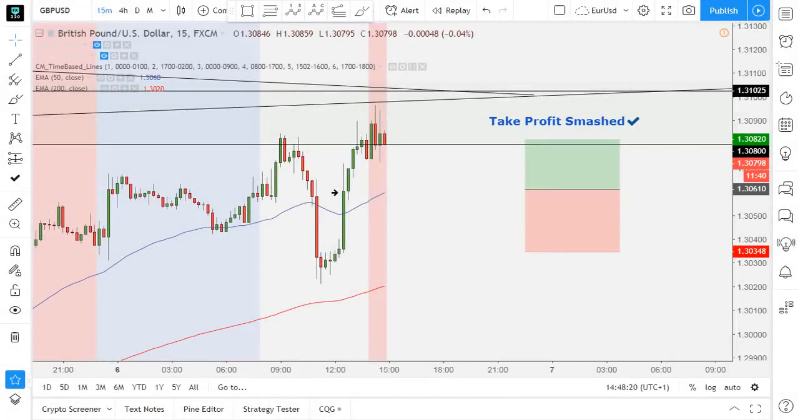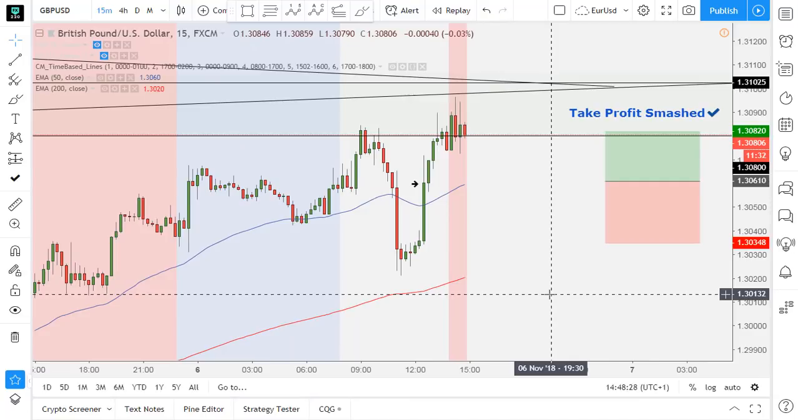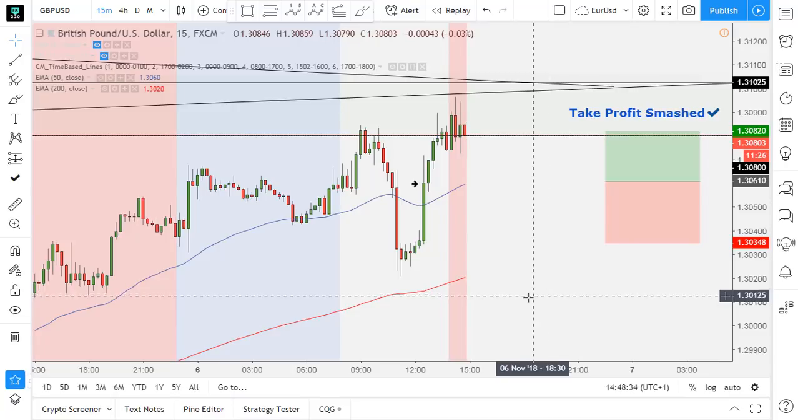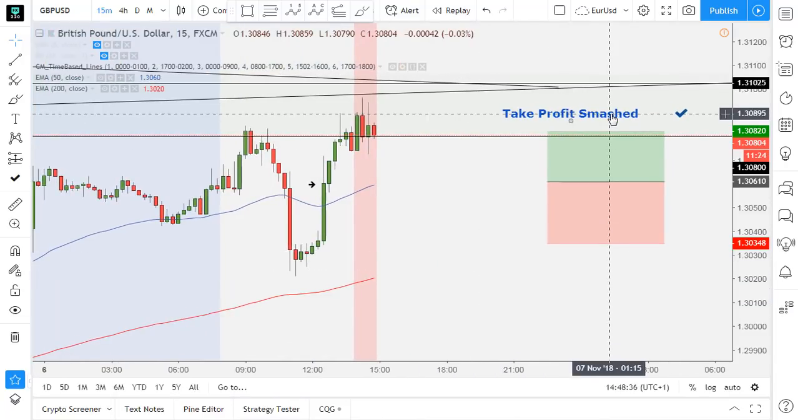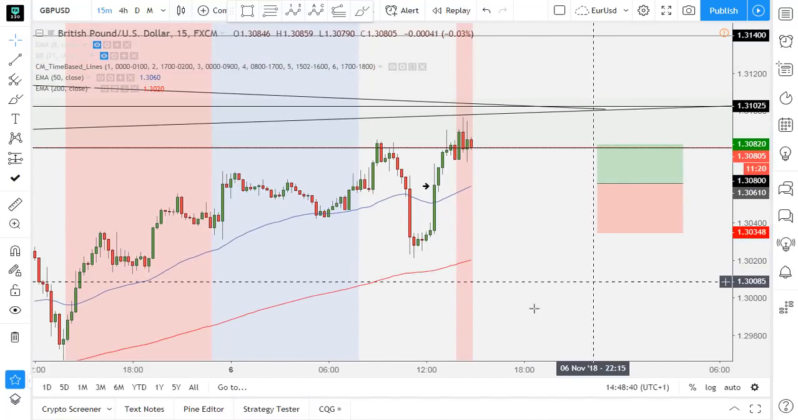Welcome back. Let's start by analyzing the GBPUSD trade. And as always, I will try to keep it as simple as possible for you guys and only give you the most important points you should focus on when taking your trades. So let's first get rid of this. Smash, take a profit as always.